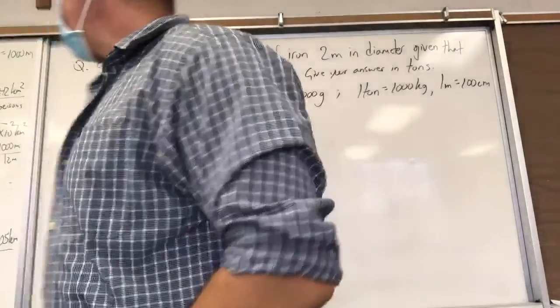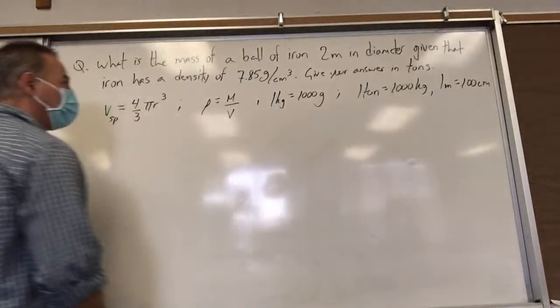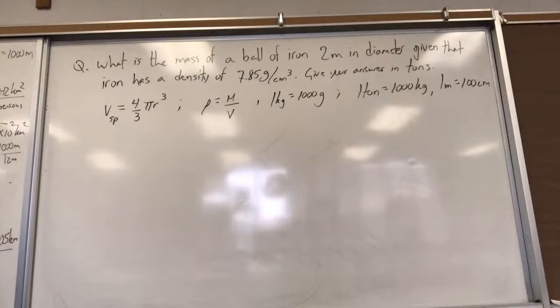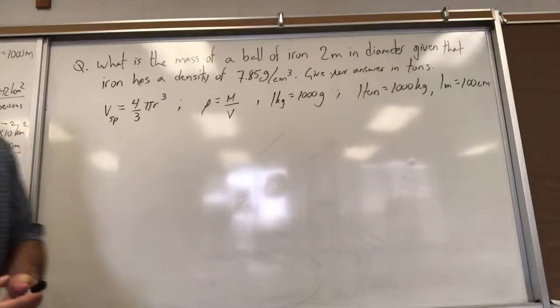Right. So the question is, what is the mass of a ball of iron 2 meters in diameter, given that iron has a density of 7.85 grams per centimeter cubed? Give your answer in tons. So this problem combines all the things I've taught you so far. There's going to be some exponents in there if we want. There's some conversion factors. There's the density formula, and there is rearranging the formula.